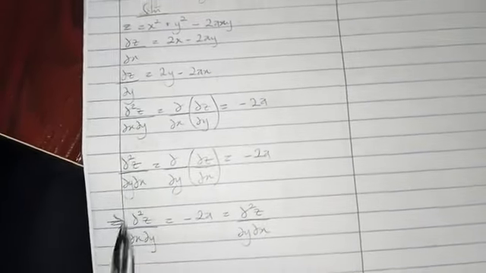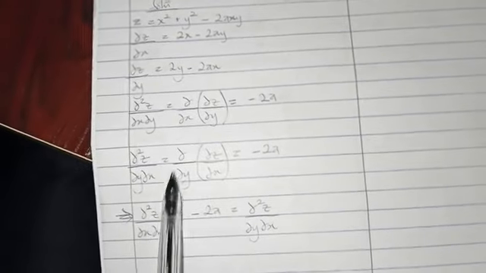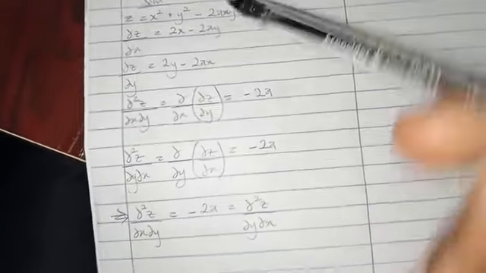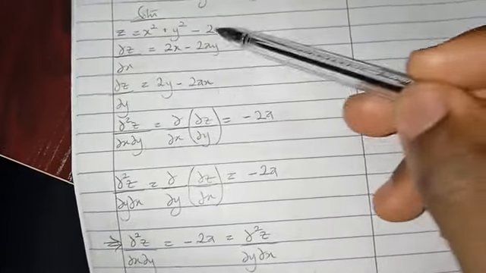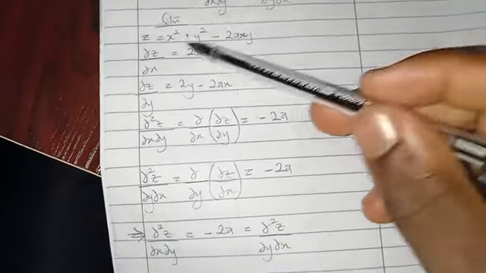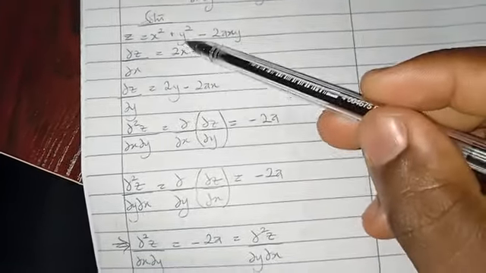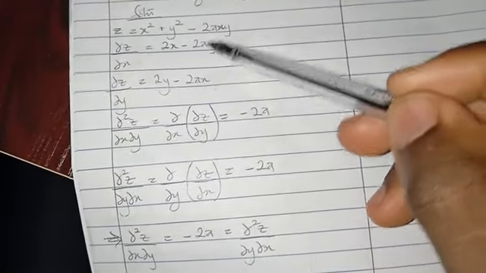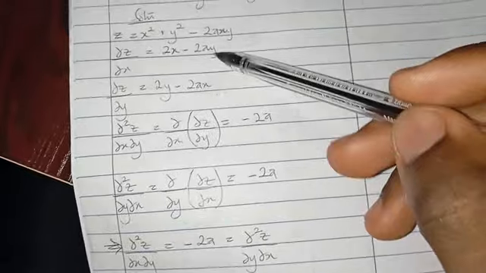And then d square z over dy dx is equal to d over dy bracket dz dx. So what you're given for dz dx is this. Differentiate this again with respect to y. There's no y here, so this is going to be 0. You have minus 2a, and your y here is going to become 1. It's going to go out when you differentiate it, so you're left with minus 2a.